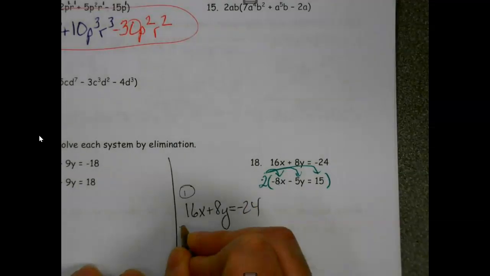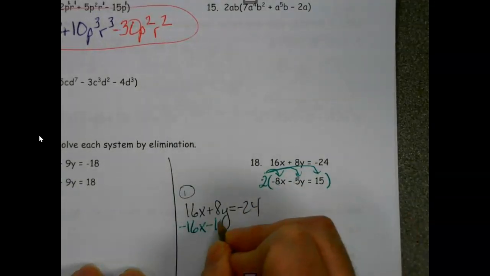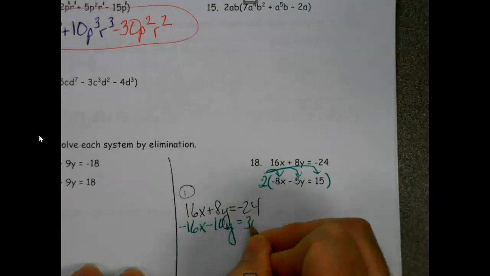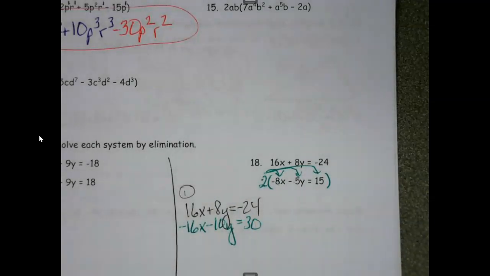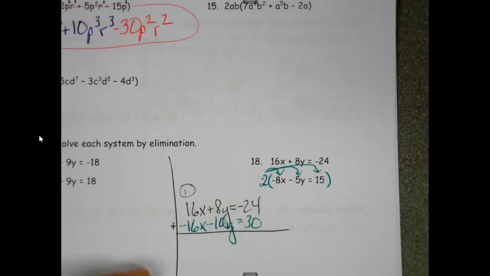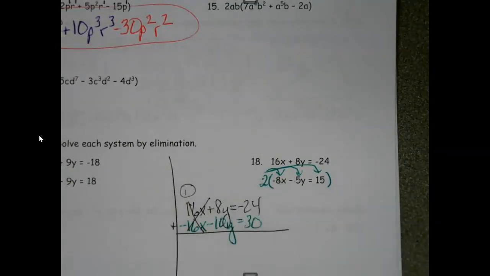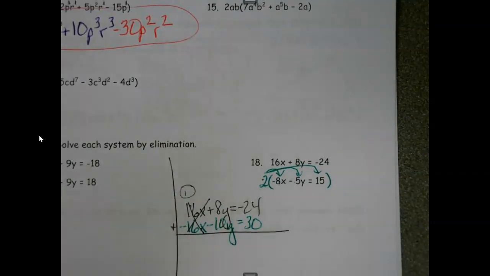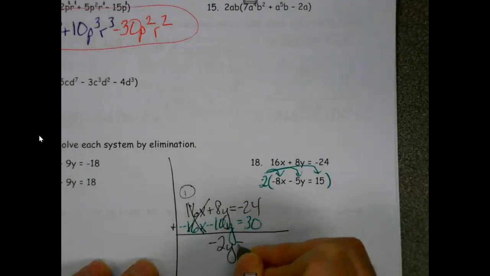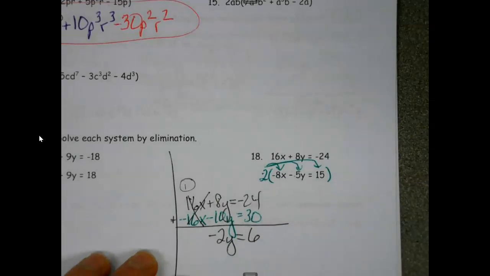2 times negative 8. 2 times negative 5. 2 times 15. By doing that 2, now when I add down, 16 and negative 16 cancel. I got rid of a variable. I eliminated one. 8 plus negative 10 is negative 2. Negative 24 plus 30 is 6.